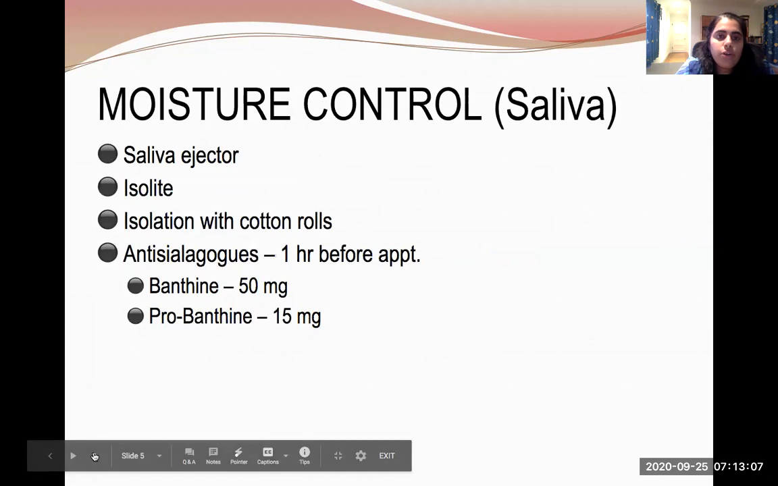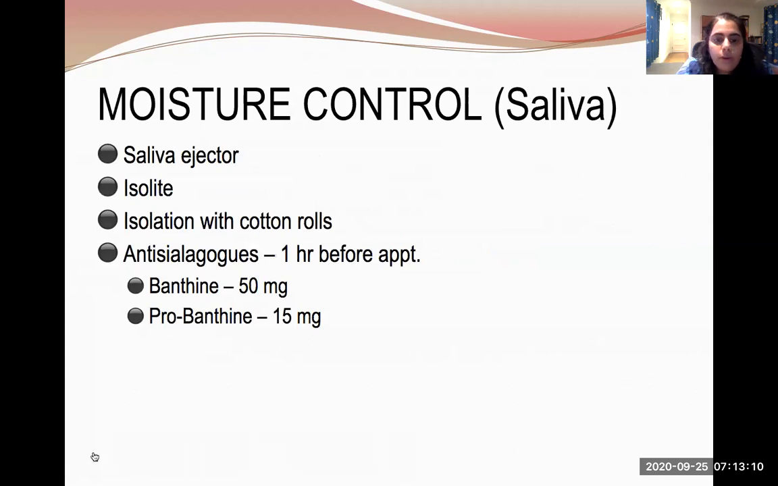Okay. So moisture control. Moisture control is very important to get a good impression. These are some of the techniques that we use to control saliva. I'm sure you are all familiar with the saliva ejector, isolite, and cotton rolls. I like to move the saliva ejector close to the area where I'm packing the cord, but not too close, so that the cord is not being displaced by the suction, but it maintains a dry field. Isolite also does a great job with moisture control during the crown prep and the cord placement, but we need to take it out before taking the final impression.